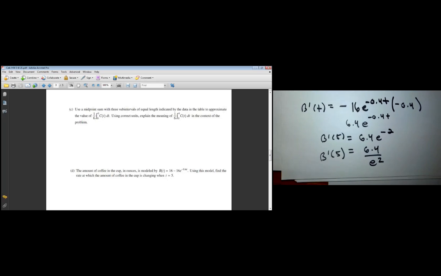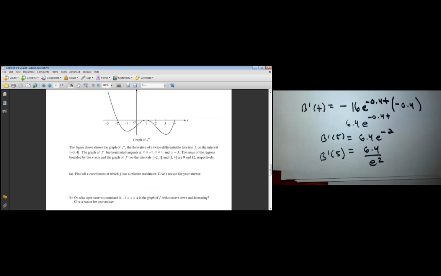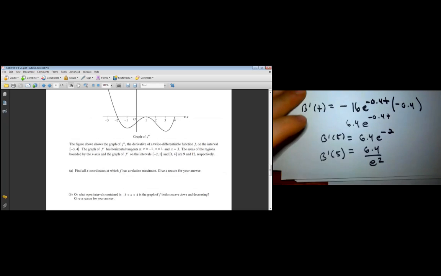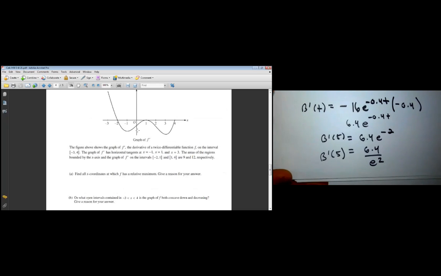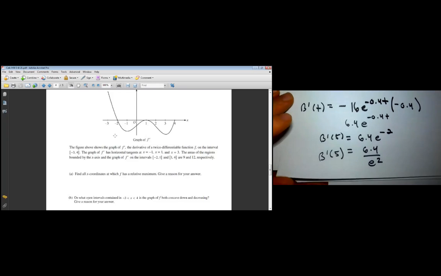All right, moving along. Next one. Find all the x coordinates where we have a relative max. We're looking at the derivative graph, nice and easy now. This question used to be hard. Now you're going to buzz through it. That would happen at -2. So I'm not going to write all that out, but there would be a relative max at x equals -2 because f prime of x changes from positive to negative.